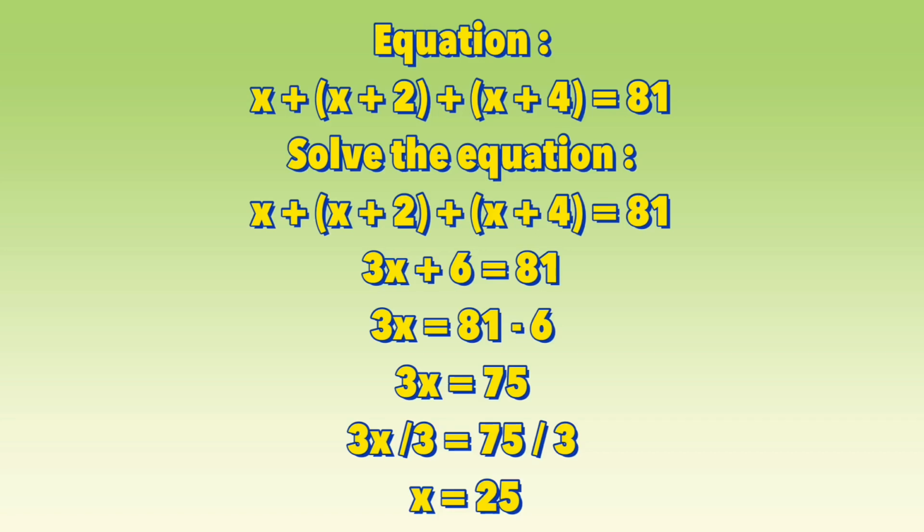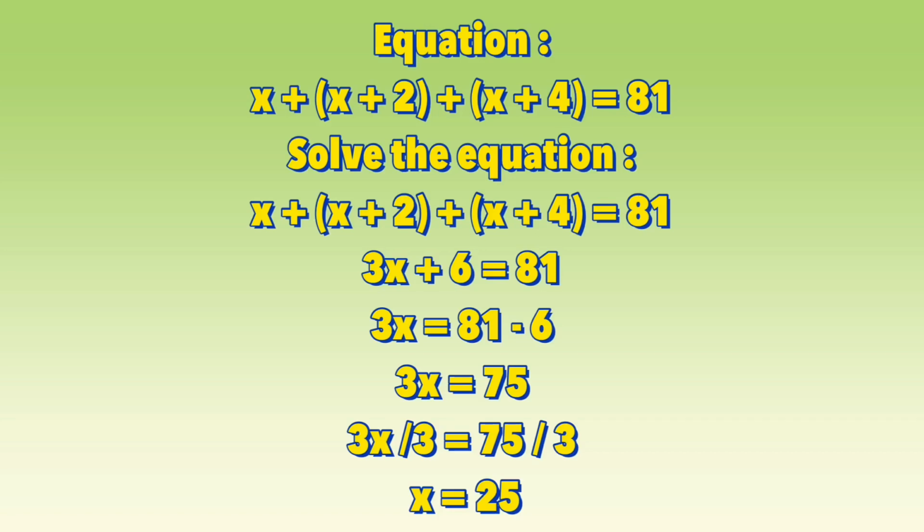So the equation x plus 2 plus x plus 4 equals 81. We're going to combine like terms: we have 3x plus 2 plus 4, which is 6, equals 81. And then transpose the positive 6 to the right side of the equation. It becomes now negative 6. Then just bring down the 3x and 81. Then simplify: 81 minus 6 equals 75. Then just bring down the 3x.